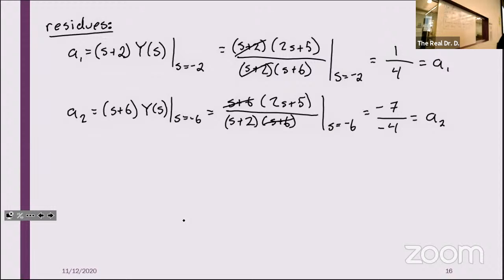Do we have any questions on real and distinct roots for Laplace, for partial fraction expansion? Is everybody all right so far? Any questions?